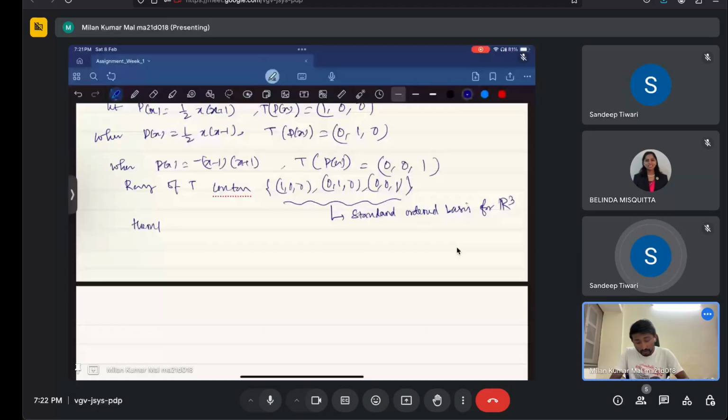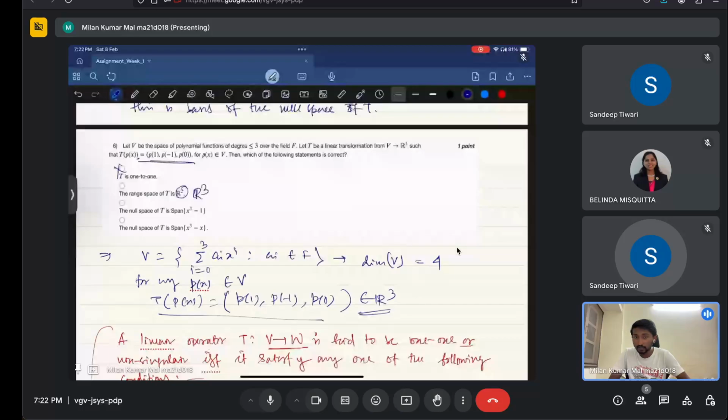So this will automatically give that the range space of T is R3. Sorry, the statement that the range space of T is R2 is false. And the statement that the null space of T is spanned by this one is also false. This will be the correct option.